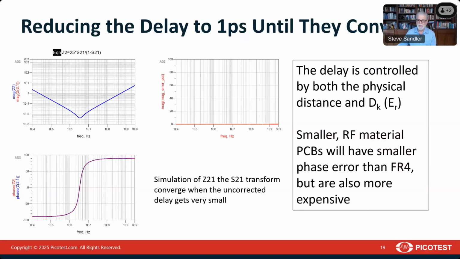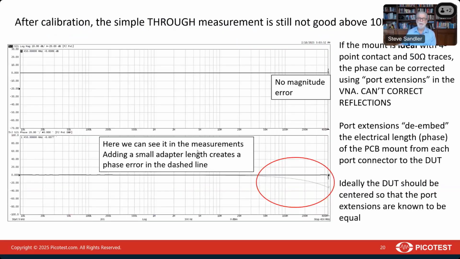And so what controls the delay? A couple of things. One is the dielectric constant of the printed circuit board that we're measuring on. Small RF material printed circuit boards have smaller phase error than FR4. They're also a lot more expensive, but they also have better control on the tolerance of delay. And so this is really what we're sensitive to in this measurement, is the electrical distance between the two connectors.